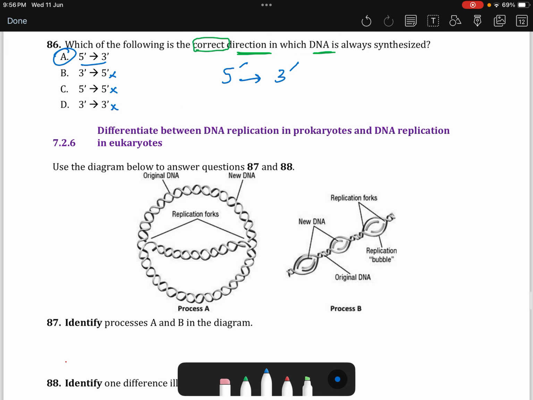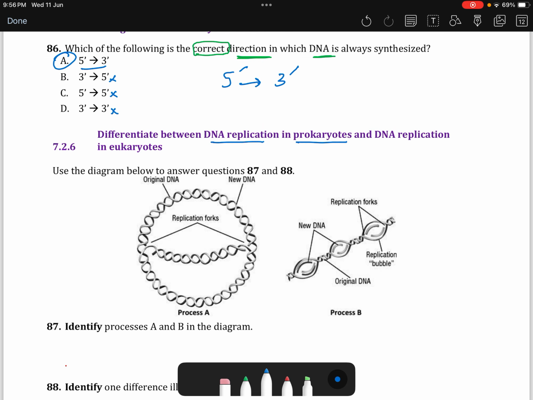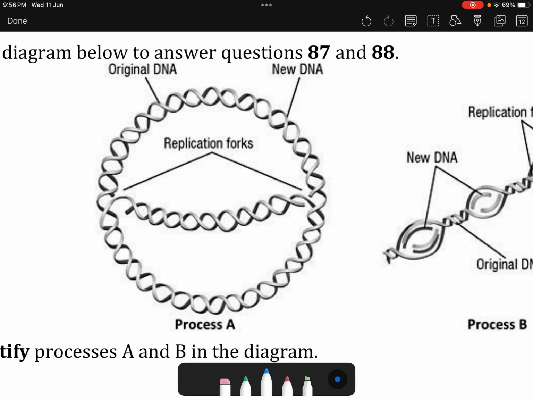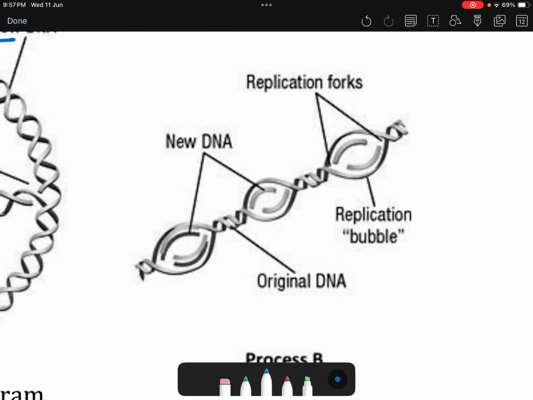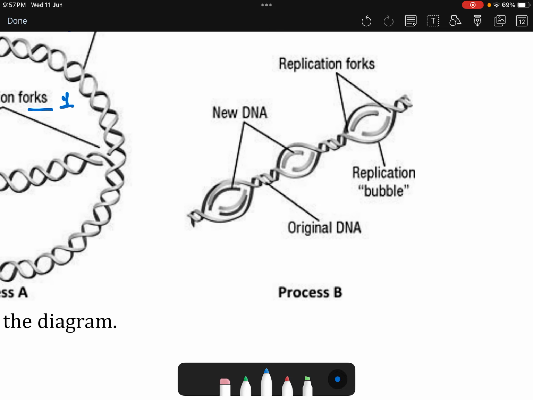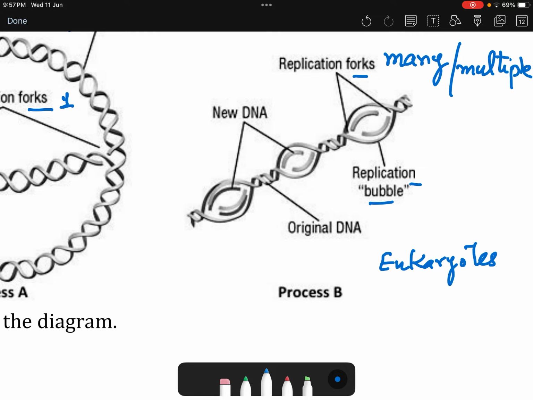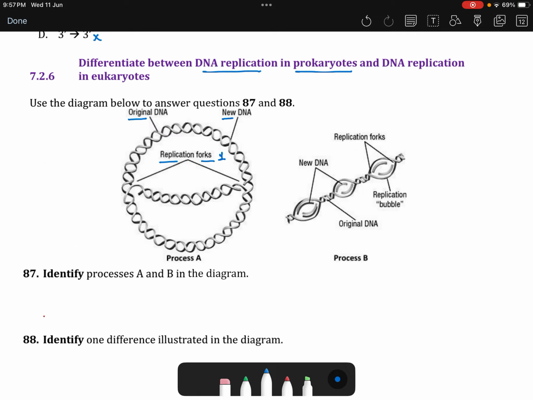Okay. Differentiate between DNA replication in prokaryotes and eukaryotes. So this is the one in the prokaryotes. It's a loop-shaped DNA, and the new DNA is made from the original DNA. A replication fork is made, which is only one, and the same enzyme, DNA polymerase, is used over here. But if you look at process B, which is in the eukaryotes, you see many replication forks are made. So replication bubbles and replication forks are made many, or you can say multiple. It's not only one. New DNA is made from the original DNA.